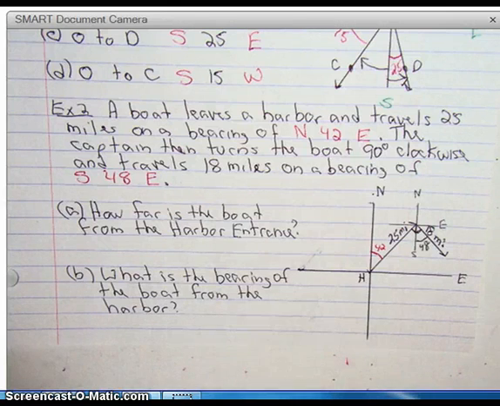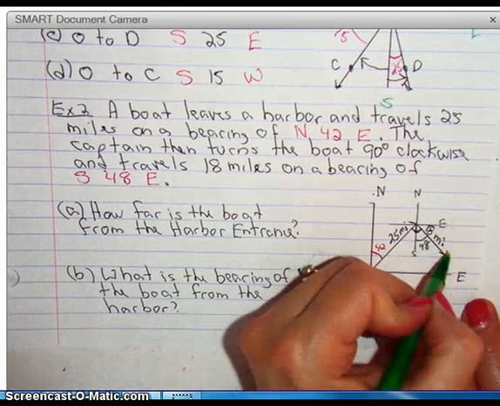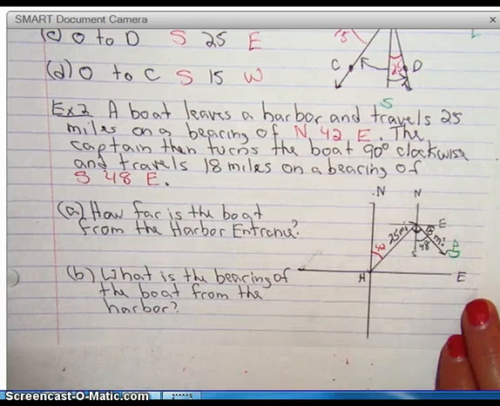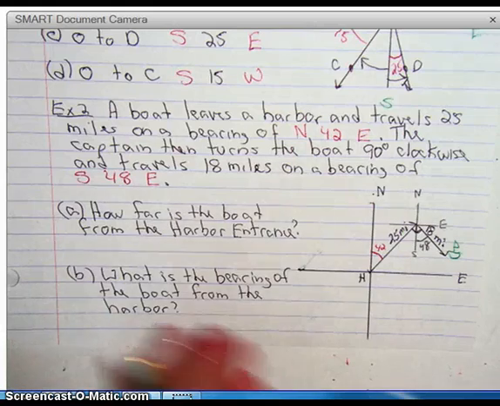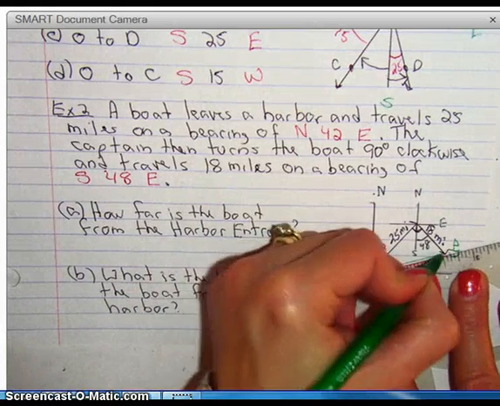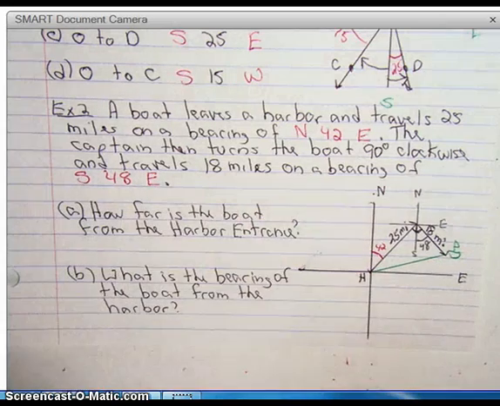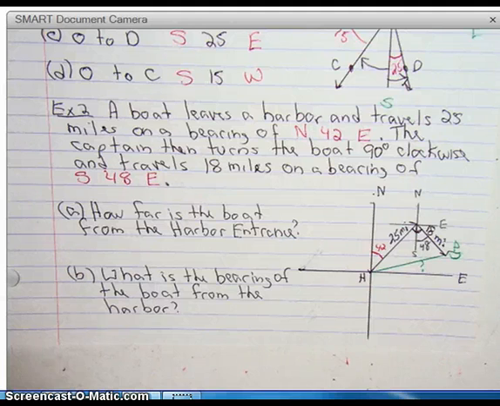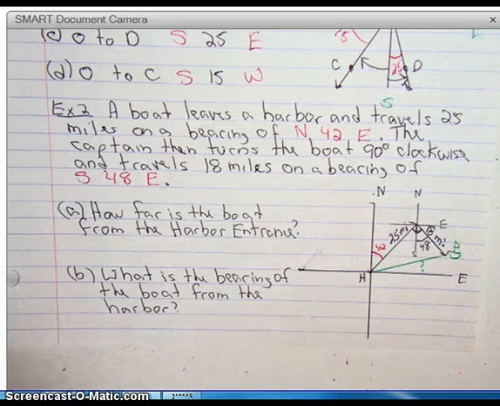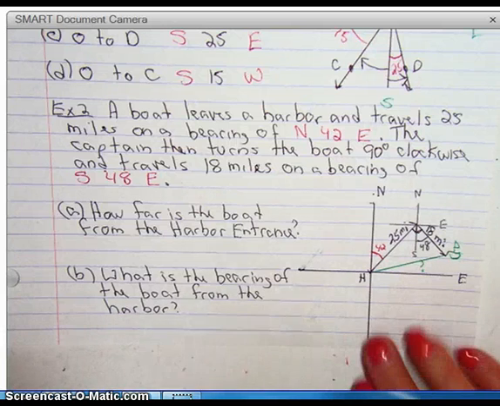Okay? First question is, how far is the boat right now? Now our boat, there's my nifty boat. Our boat is there right now. So let's draw a segment from the harbor to the boat. And what they want is they want us to find that distance. Well, if we have a right triangle, what's the method we would use to find the length of that side, gang? Pythagorean theorem, wouldn't we?